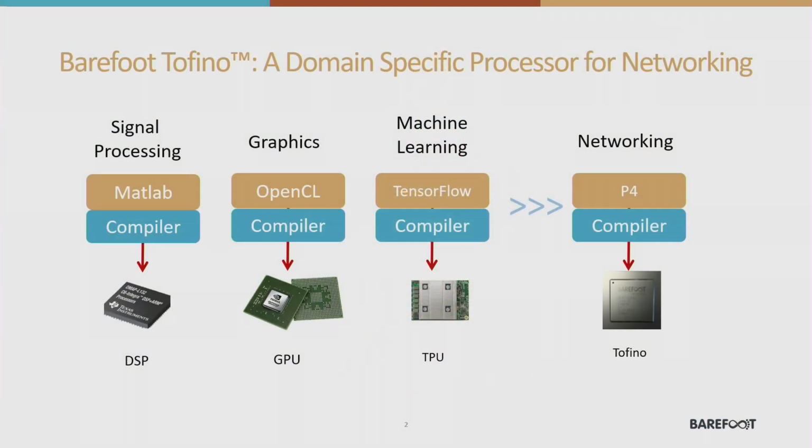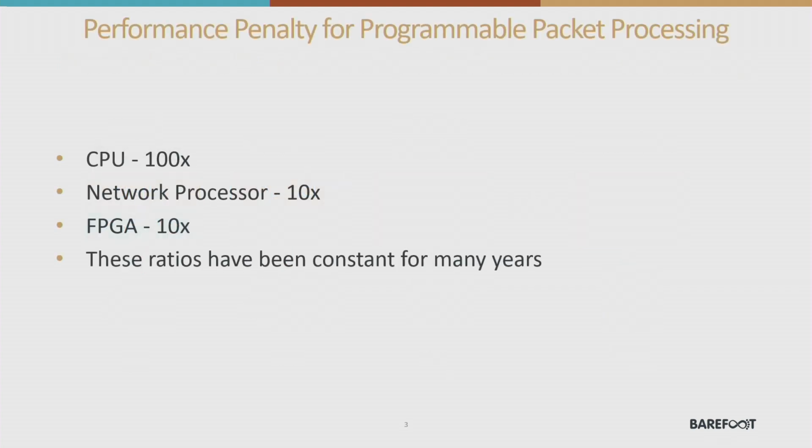So application-specific processors have emerged in several areas over the years. First in signal processing, then in graphics. Programmable devices have displaced fixed-function devices. More recently, application-specific processors have emerged in machine learning, and now this is happening in networking too. And I'm going to be talking about a switch chip programmable in a high-level language that equals the performance and power efficiency of the leading fixed-function devices.